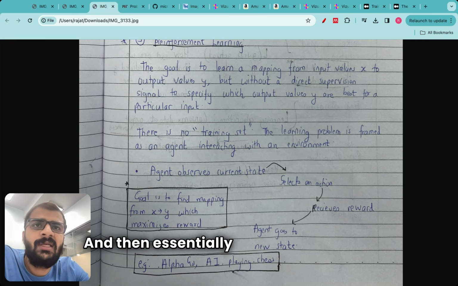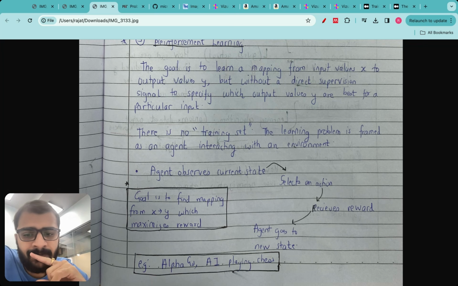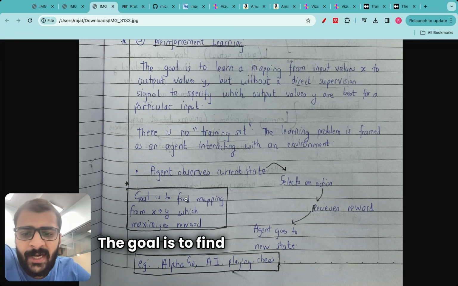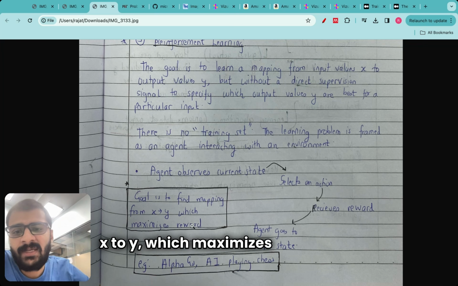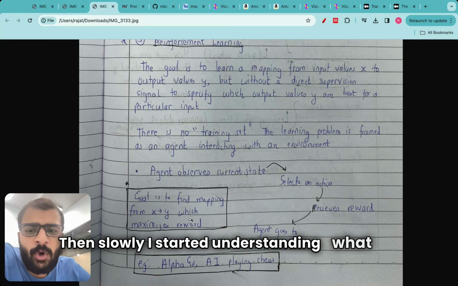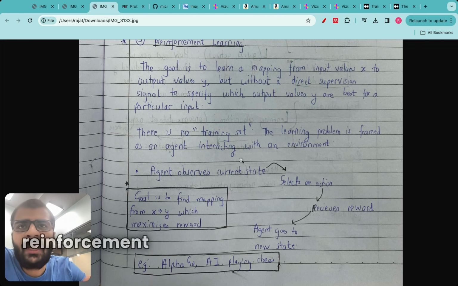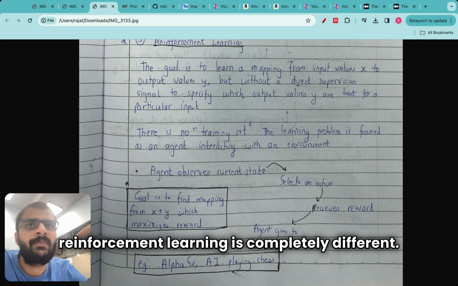And then essentially the agent keeps on learning and keeps on updating its action. The goal is to find the mapping from x to y which maximizes the reward. Then slowly I started understanding what it means by no training set. Essentially, the whole scenario in reinforcement learning is completely different.